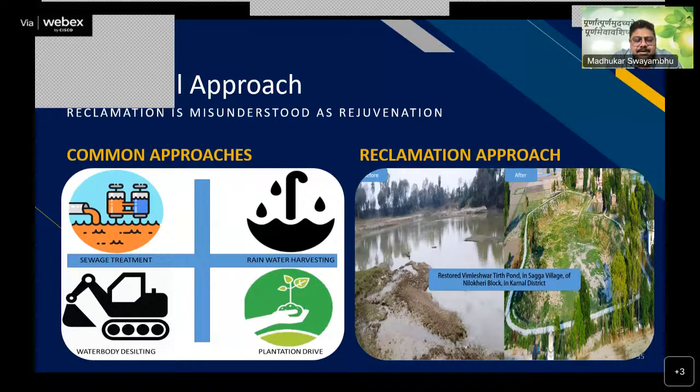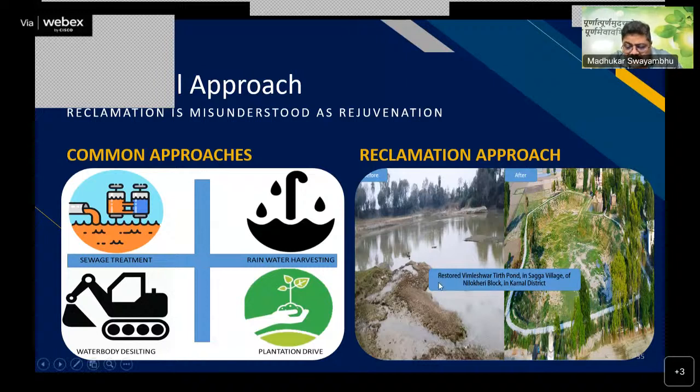The common approach that usually the administration takes is, I would rather call it reclaiming a water body, which is misunderstood as rejuvenation of the water body. The reclamation approach is, if you have to conserve or rejuvenate a water body, you first throw the entire water out and create a body. I mean, the water body actually becomes just a body because there is no water in it.